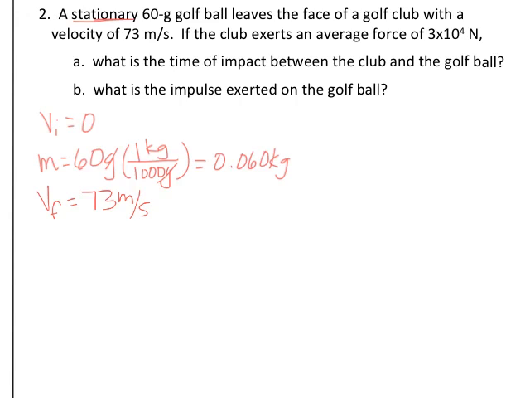And we're also told a force. Now don't worry that it says an average force, that just means how much force is applied over the time that it took the golf ball to go from 0 to 73 meters per second. So we're just going to label that as our force. First, we are looking for a time, and then we're going to be asked to find the impulse.